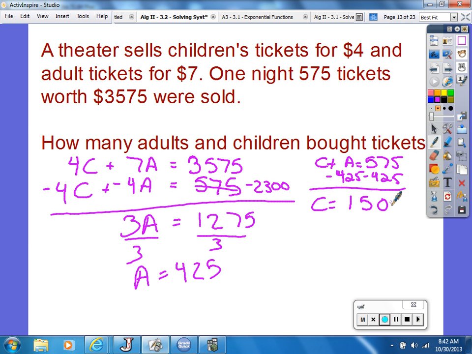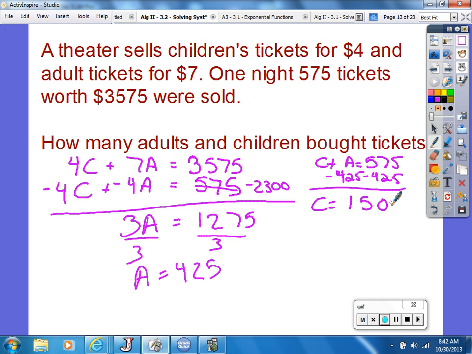If I had gotten children equals 149.3, what's the first thing you're probably going to be thinking? That's not possible. We can't have 0.3 kids, right? So make sure the numbers make sense. If I had gotten a negative for one of them, again, that doesn't make sense.